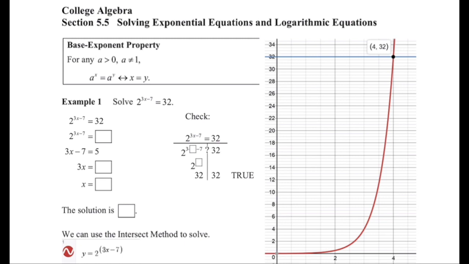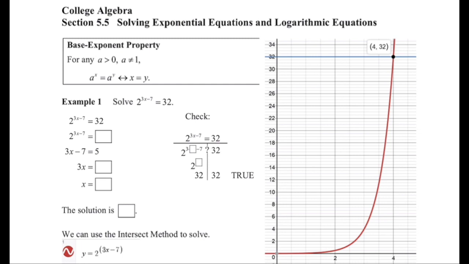Let's talk about solving exponential equations and logarithmic equations. Now that we know the properties of logarithms, we're able to solve them more easily. Let's first talk about the base exponent property.